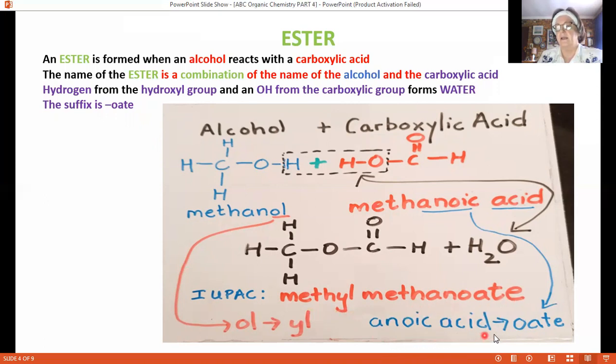So the anoic acid becomes oate, or the oic acid, because it's actually methane, the E, that is replaced by oate. Right, so you must understand when we do the next examples now, that the two hydrogens and the oxygen, the hydroxide here and the hydrogen here, forms water.